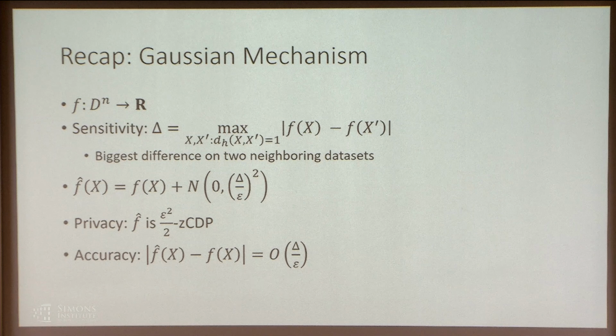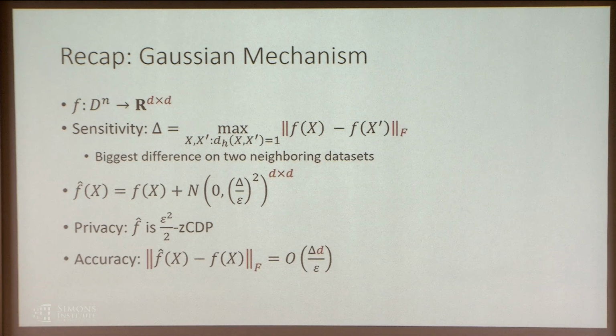Okay, but we're dealing with high dimensional problems. So we'll look at d by d covariance matrices. It's going to be the same natural generalization. The idea is you're going to add independent Gaussian noise to each entry of the covariance matrix. And that's the Gaussian mechanism. It'll be appropriately private and give you this type of accuracy guarantee. If you're familiar with the paper Analyze Gauss by Dwork et al., this is the main algorithm they have in their paper.